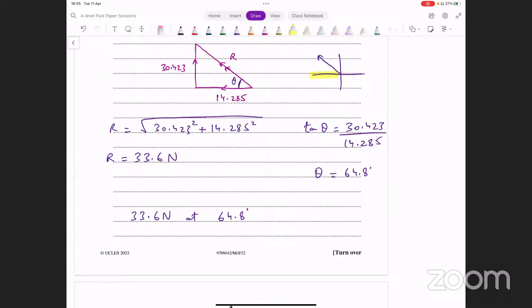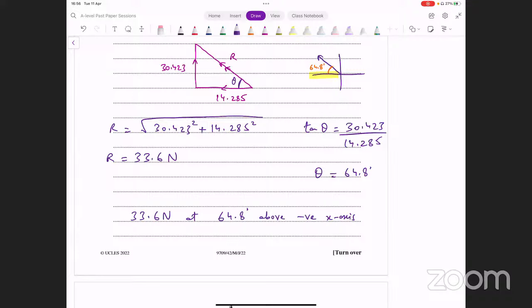This is on the negative x axis, left side. The angle formed above it is 64.8 degrees. So how are you going to describe this? You would say 33.6 Newton at 64.8 degrees above the negative x axis. That is how you could describe this.